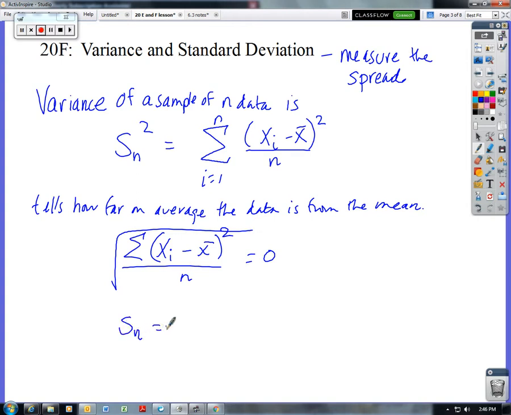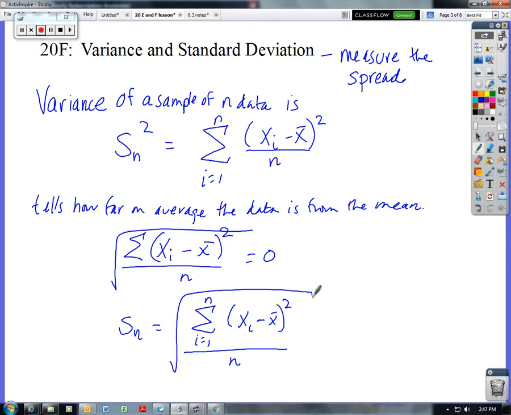Its symbol is S sub n. The square root of the summation from 1 to n of x sub i minus x bar, squared, over n. I should probably write it the same way the book does. Yeah, so they have this whole thing, and then the whole thing is square rooted. That's the standard deviation right there, and it's going to be in the same units as the data.